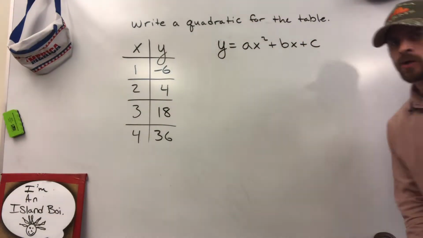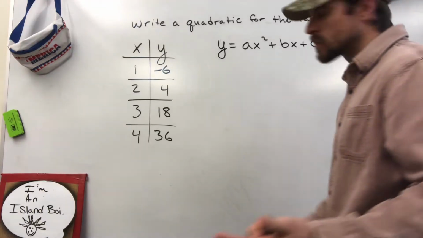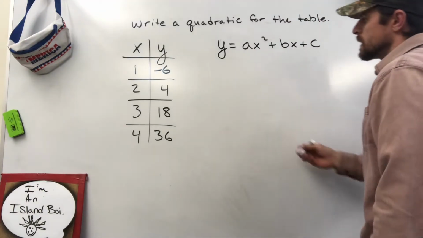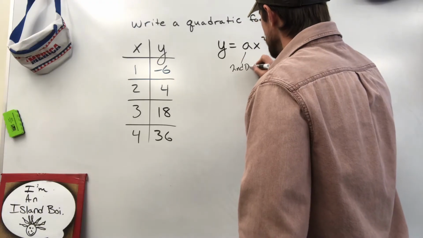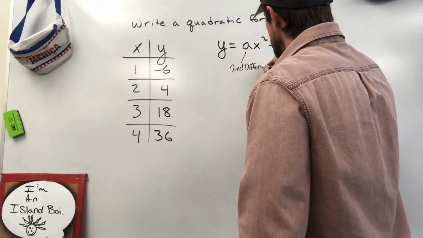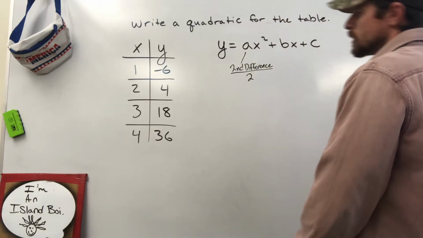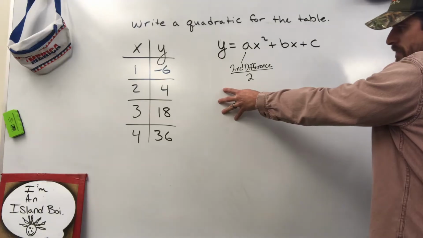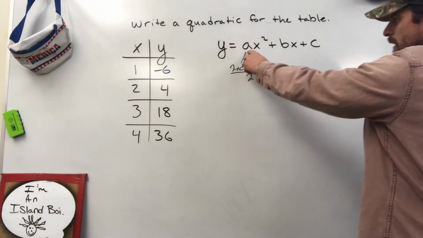Okay, you're being asked to write a quadratic for a given table of values. So first and foremost, we need to understand what each term is. This first one is going to come from our second difference in the y values, and then we need to divide that by 2. So whatever we find our second difference to be over here, we'll get that value, cut it in half, and that'll be our a term.